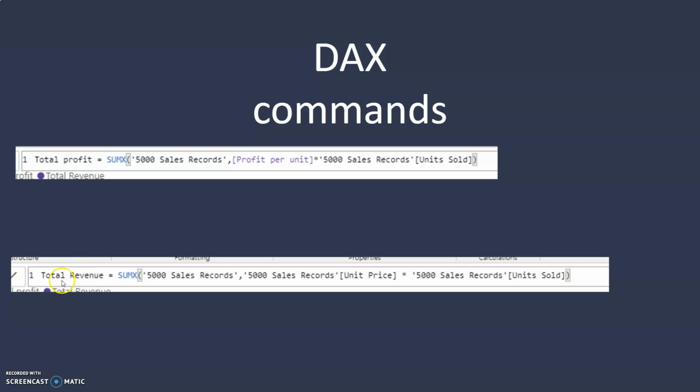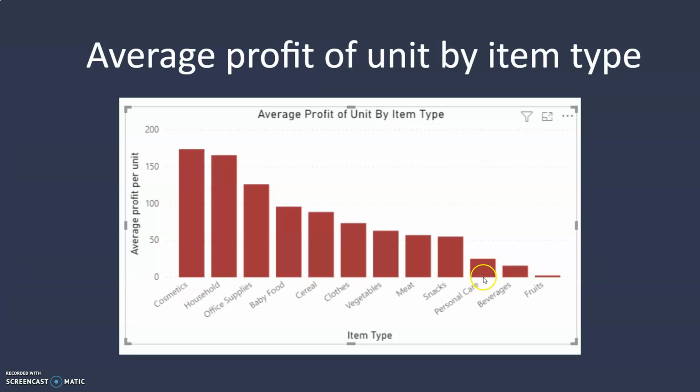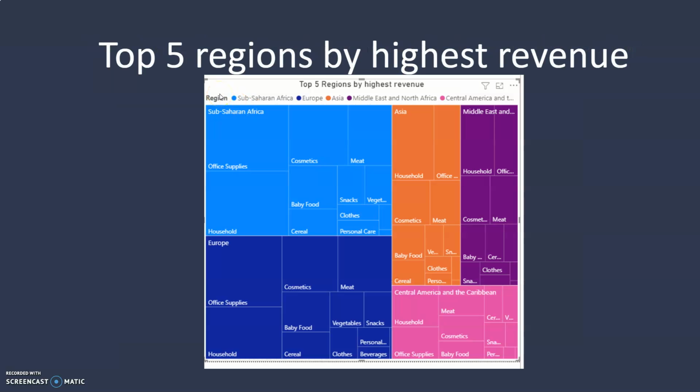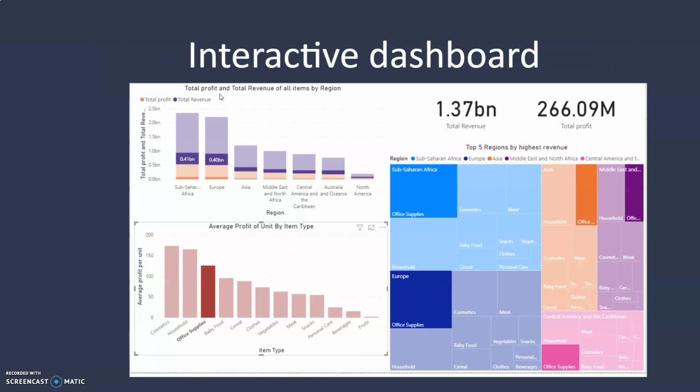And the last one shows total revenue, so total sales. I got that by putting SUMX, a table name, and unit price times unit sold. So these are the charts. The first chart shows the average profit per unit by item type. The second one shows total profit and total revenue of all items by region. The third one shows the top five regions by highest revenue, and this is the whole dashboard.